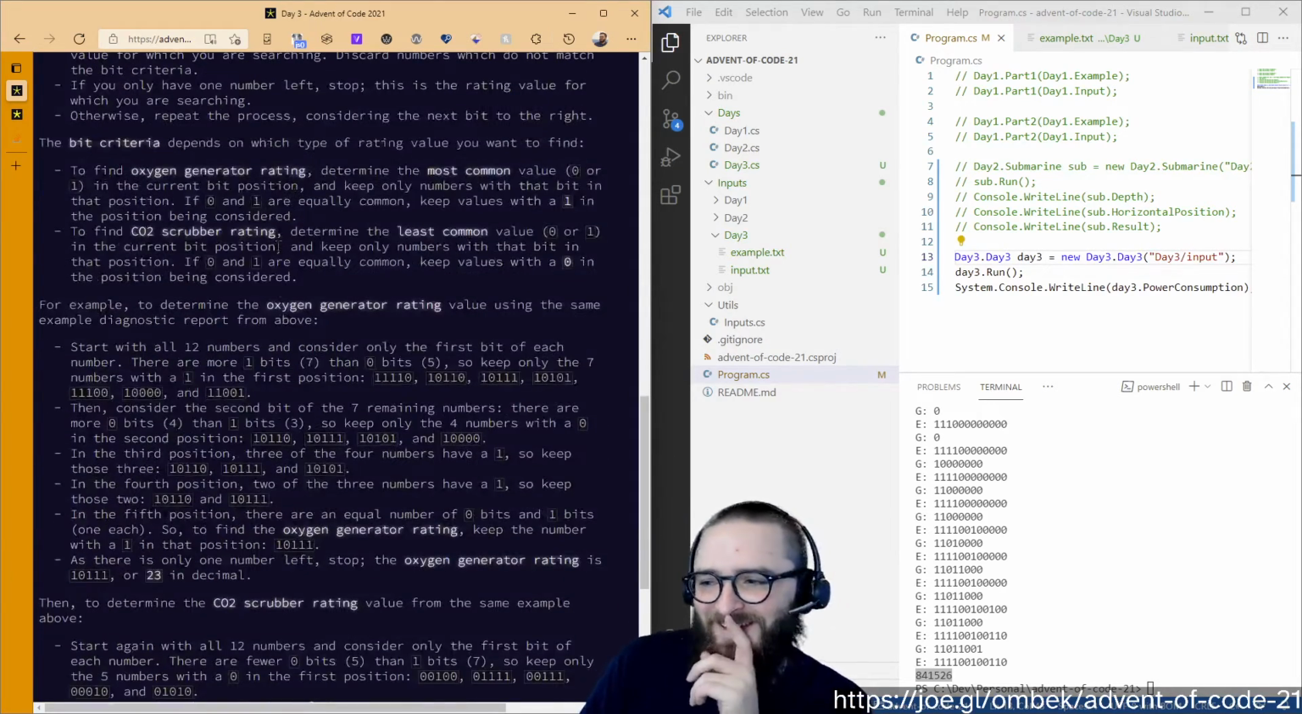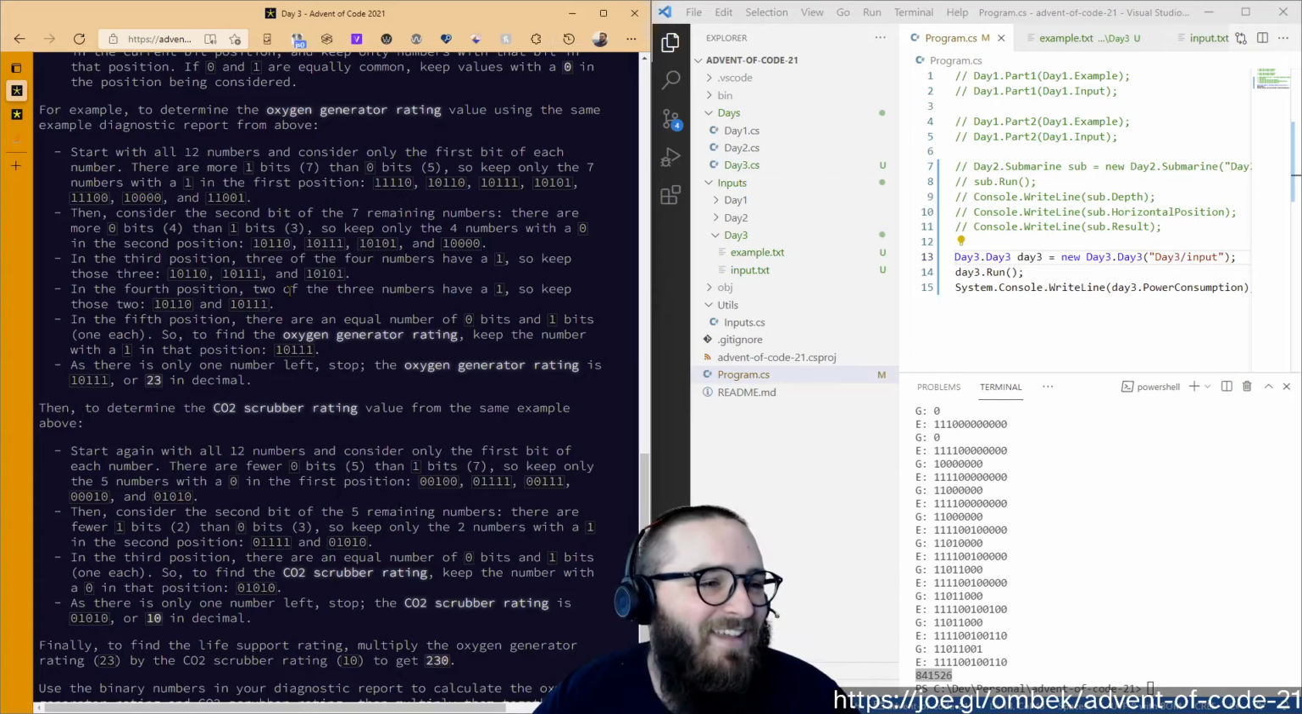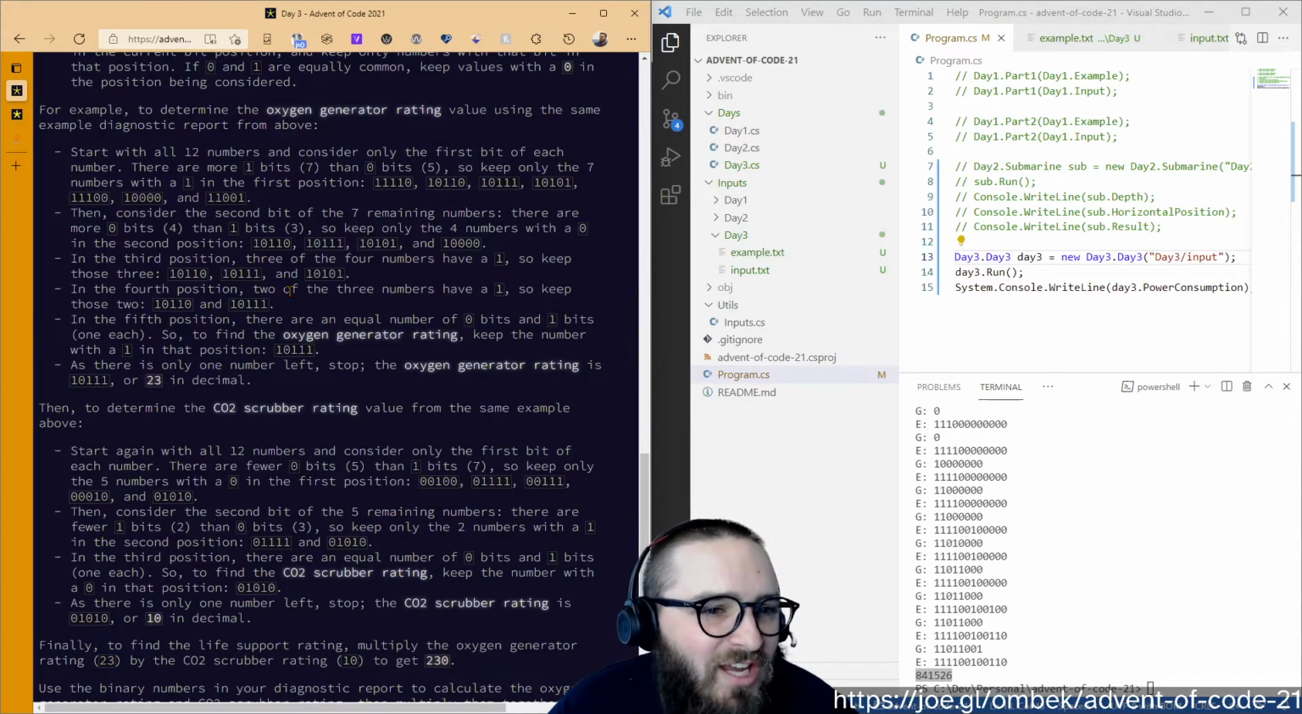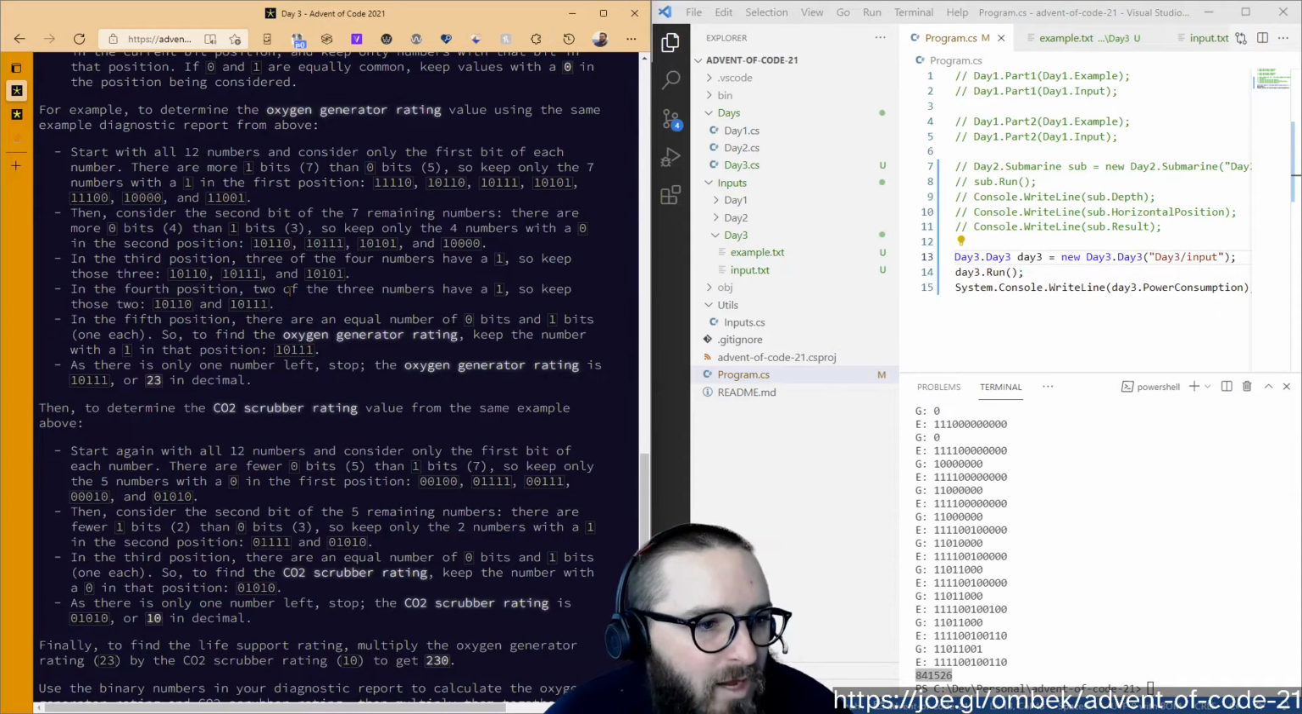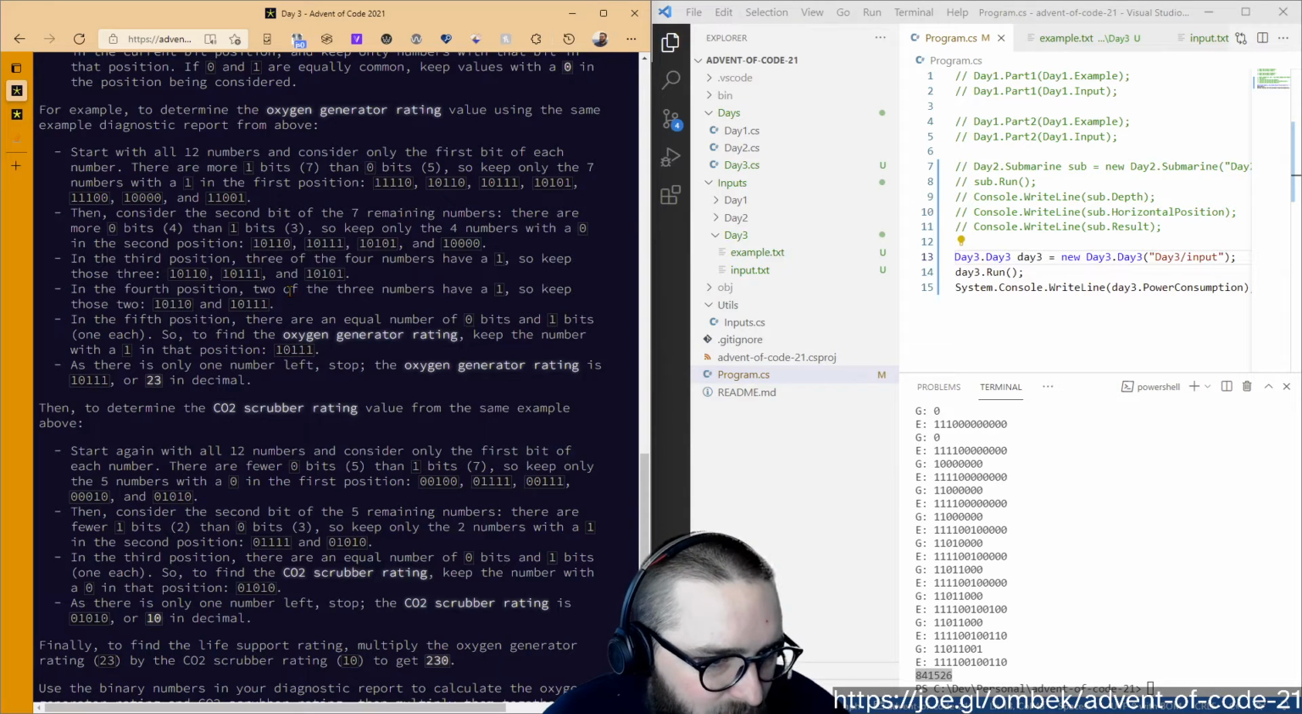Doesn't get any easier. Okay, for example, to determine the oxygen generator rating value using the same example diagnostic report from above, you start with all 12 numbers and consider only the first bit of each number. There are more 1 bits than 0 bits, so keep only the 7 numbers with a 1 in the first position. Then consider the second bit of the 7 remaining numbers. There are more 0 bits than 1 bits, so keep only the 4 numbers with a 0 in the second position.